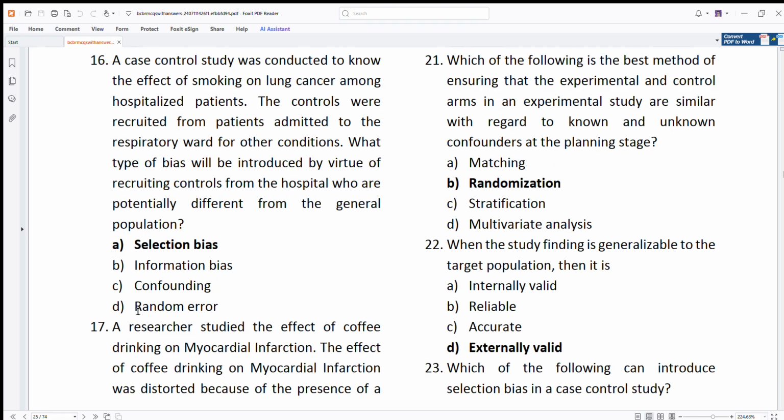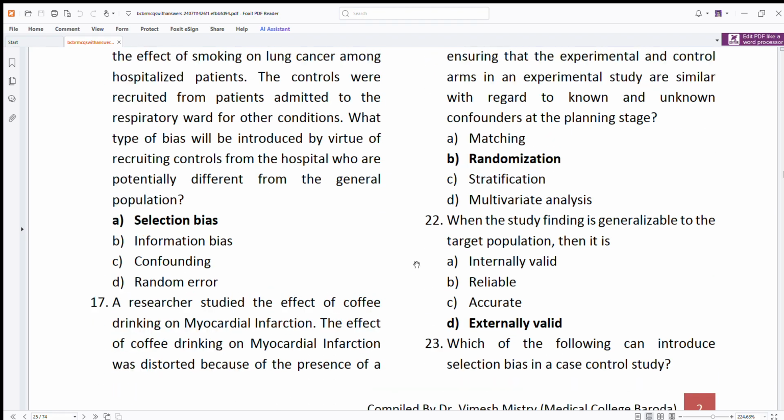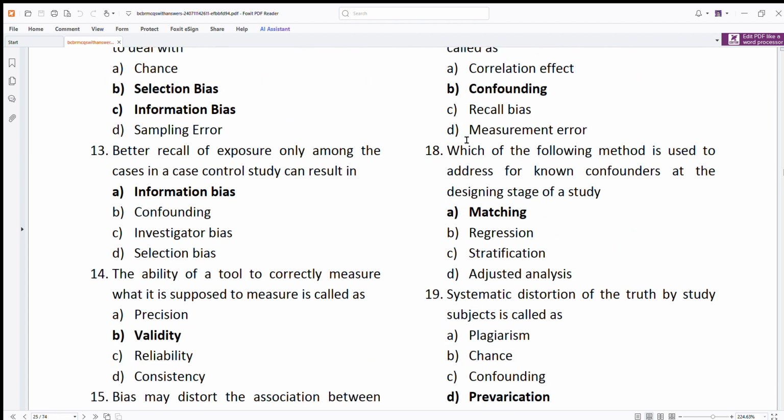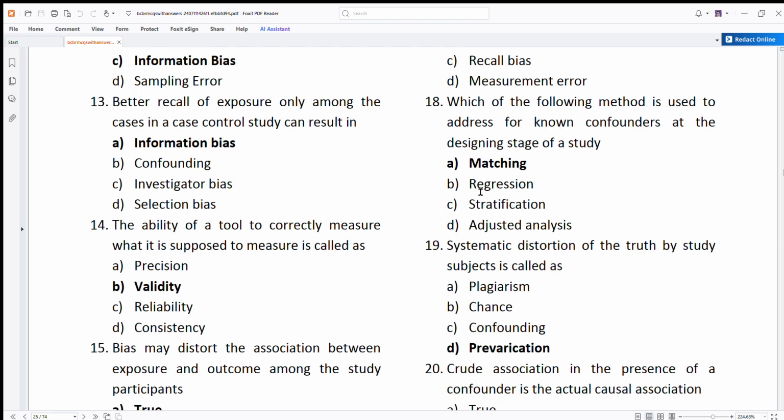Case control patient selection: selection bias, correct. Researchers studied the effect of coffee drinking. The effect of coffee drinking was distorted. This is confounding, I think. Yeah, third factor, correct. Which of the following are used to address known confounders? Matching, yes. We use matching at the designing stage of the study. Blinding, no. Matching, randomization, and one more thing I've forgotten that is used in the designing stage.